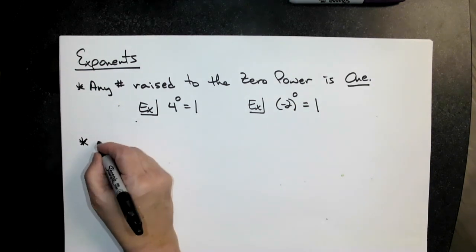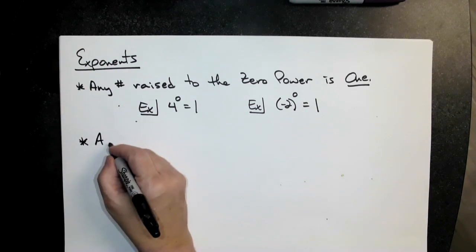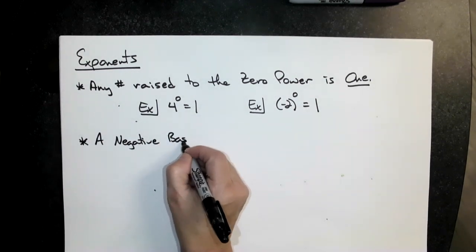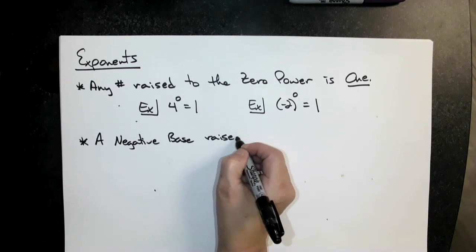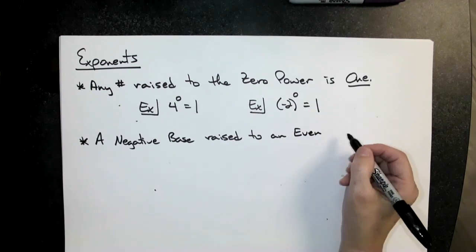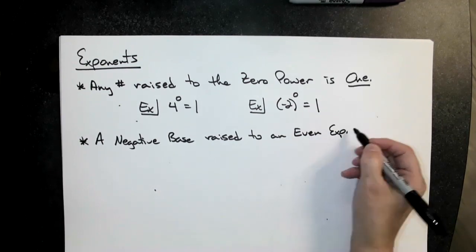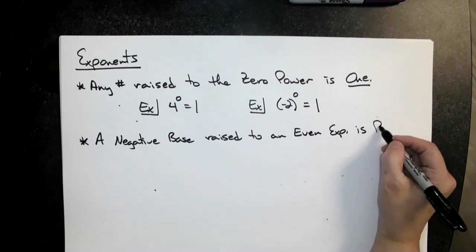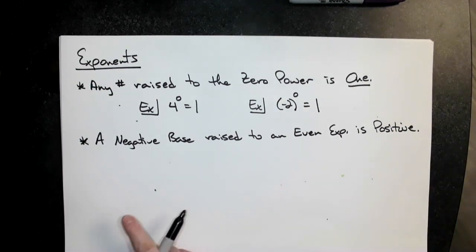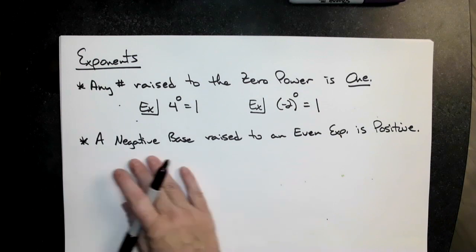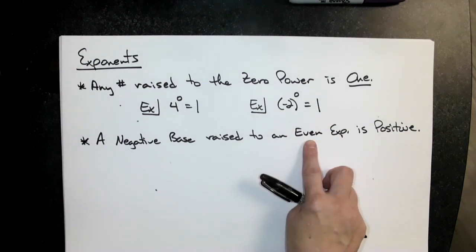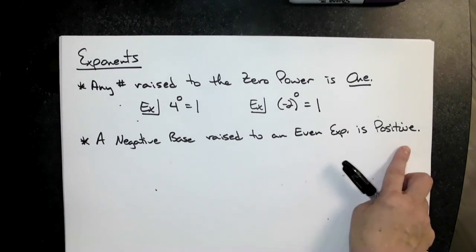All right, second one: a negative base raised to an even exponent. I'm going to abbreviate as positive. Now I'm going to do this again right underneath and then do the examples. I'm going to give you 2 in a row. A negative base raised to an even exponent is positive.